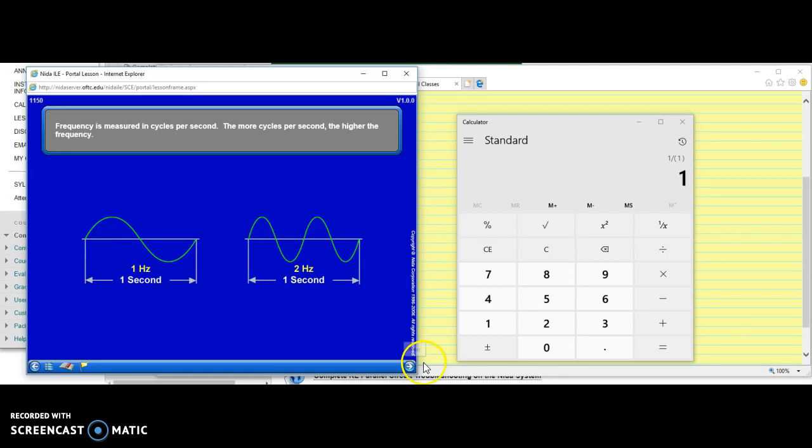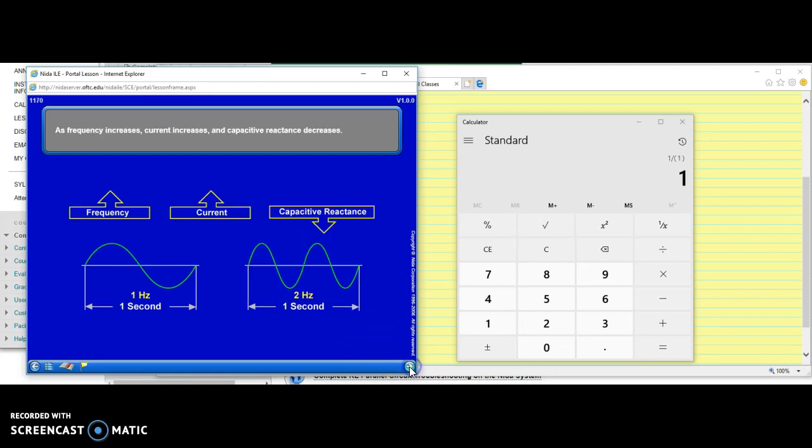Frequency is measured in cycles per second. That's hertz. The more cycles per second, the higher the frequency. At higher frequencies, more cycles or waves pass through a given point. You should know that. 2 hertz is literally twice as fast as 1 hertz. That's 1 full cycle in a second. 2 hertz is 2 full cycles in a second.